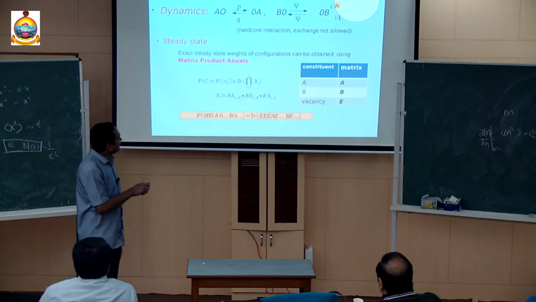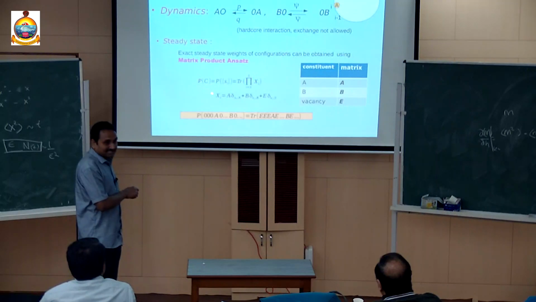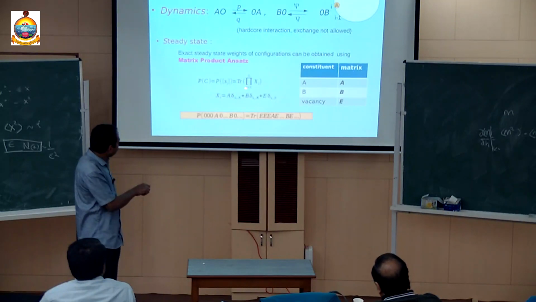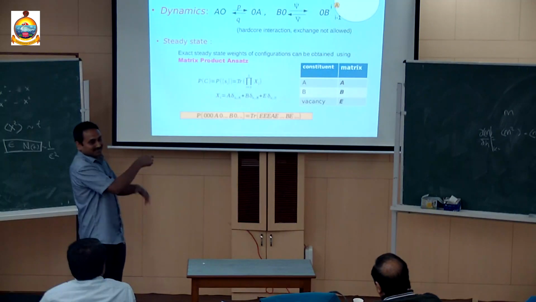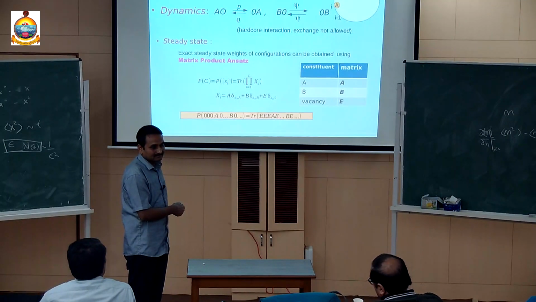Any configuration which is unique can be written as a matrix product. Because you are writing a probability, you put a trace. So it's a matrix product taking a trace. It becomes a number, and the number is invariant if you rotate the configuration. But trace is also invariant. Rotate the configuration, so it's the same. Trace is invariant. All these are finite dimensional matrices.